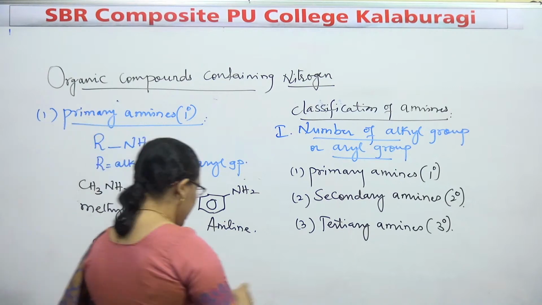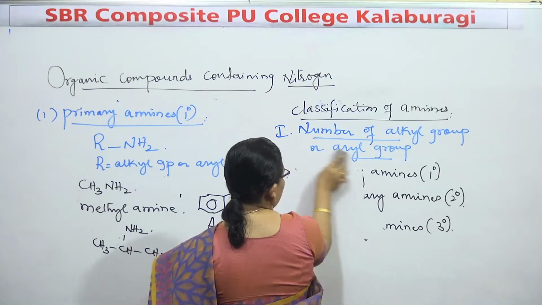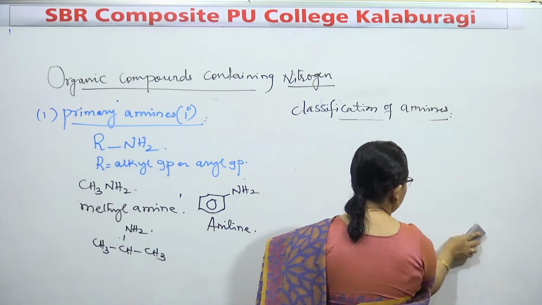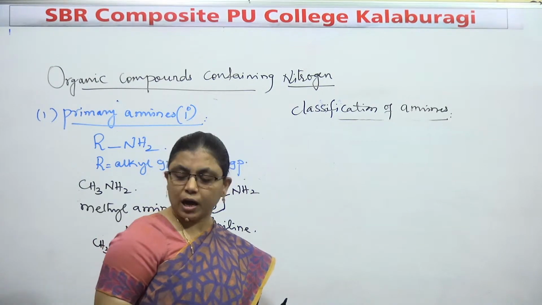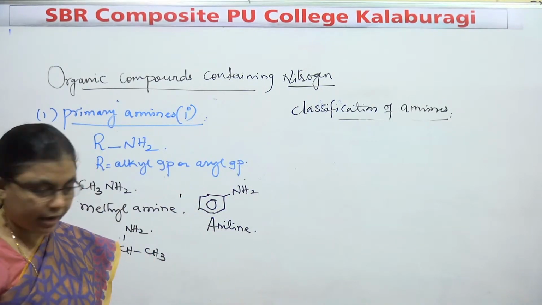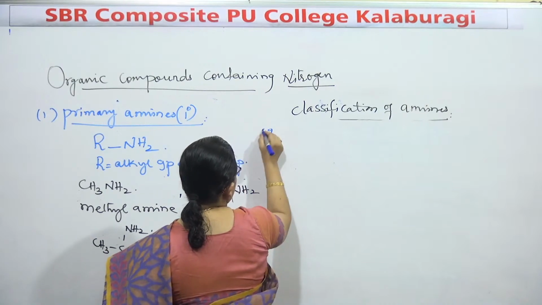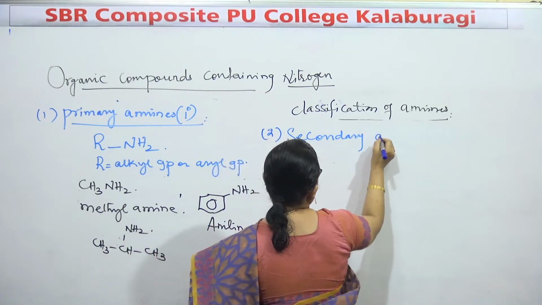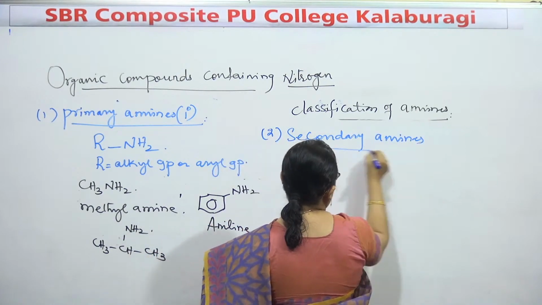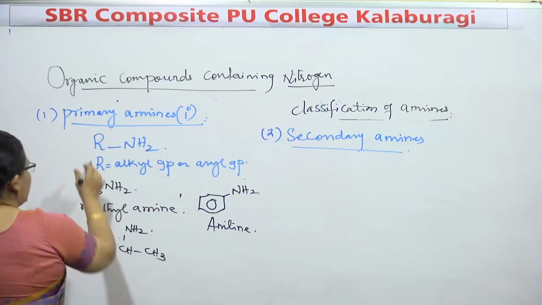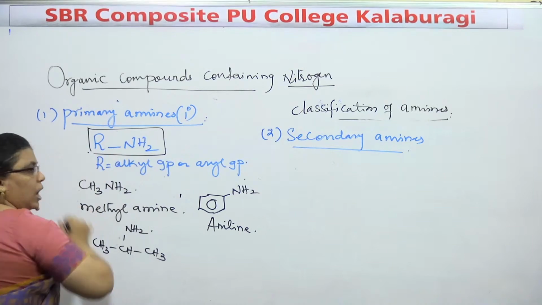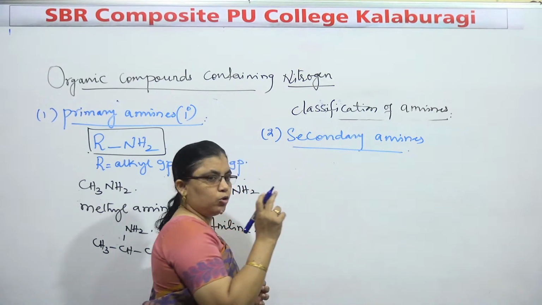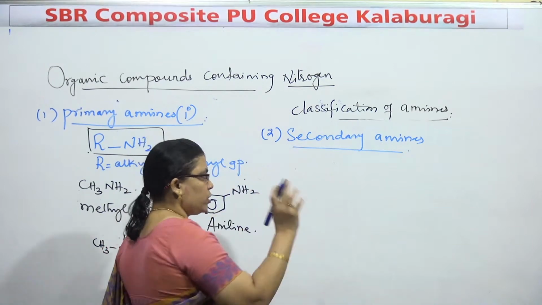What are secondary amines? With the definition, you might have got the answer: secondary amines are those where two hydrogen atoms of ammonia are replaced by alkyl group or aryl group. Secondary amines. As we have said, primary amines are represented by RNH2. In the same way, in secondary amine, two alkyl or aryl groups are directly linked to nitrogen.